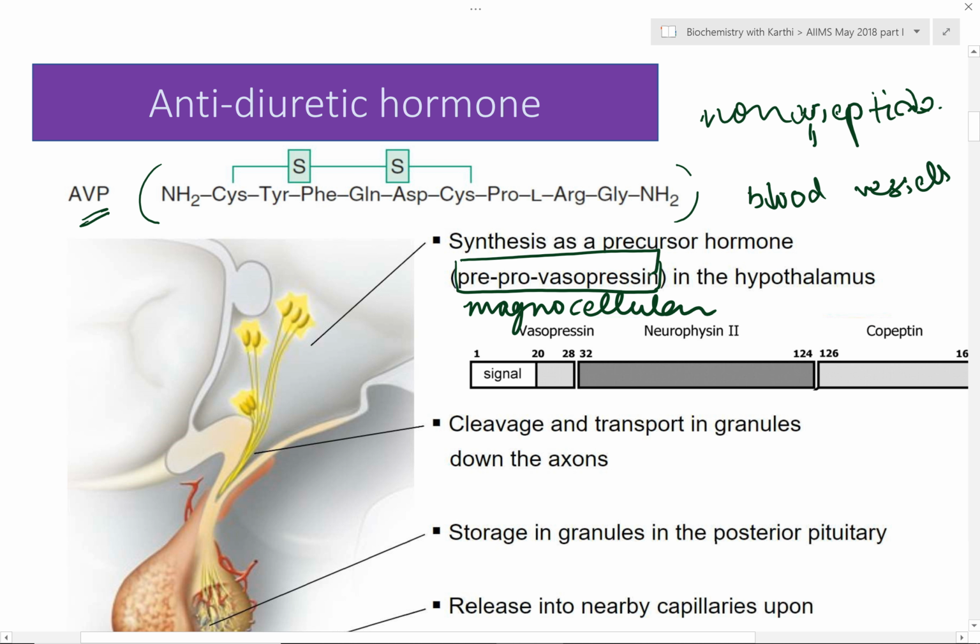Now this pre-pro-vasopressin is cleaved into various fragments, that is vasopressin, neurophysin and copeptin, and then all of these are transported. So here they are synthesized and then they are transported via axonal transport down the axons to the pituitary. In the pituitary they are stored in the axonal vesicles, and on stimulation they are released into the blood vessels around the pituitary. So these are secreted from the posterior pituitary.